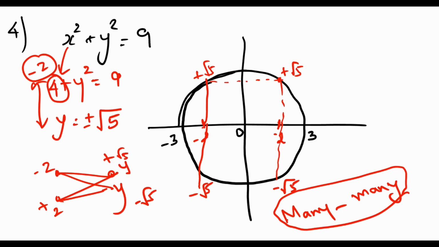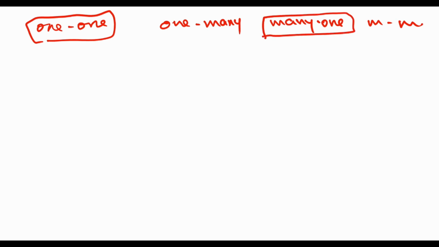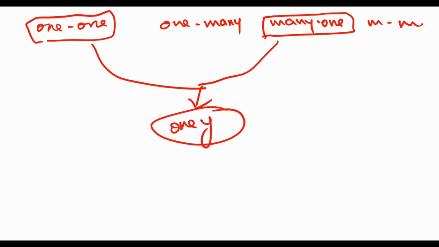Okay, of these four relations, that is one to one, one to many, many to one, and many to many. Of these four relations, these two relations are very important. These two relations, if you have noticed, they give you one y value, whatever the x value is. So the value for y is exactly 1.